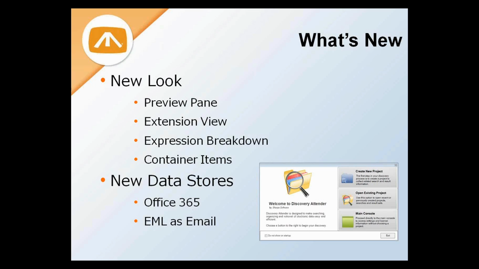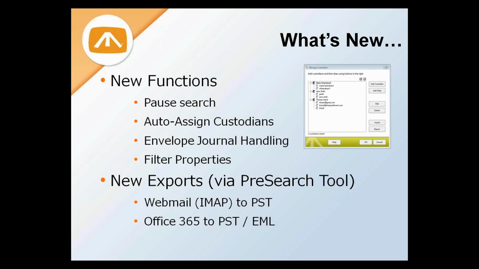Okay, so let's talk a little bit about what's new in Discovery Attender. These new features revolve around several areas. The first change you're going to notice is that we rebranded the product and refreshed the interface. Some other new looks include a preview pane, a welcome screen, and also another big addition is the searching of new data stores, including Office 365. And we'll talk more about that when we get into the discussion about the live portion of this demo. Okay, as I noted before, you can search EML files now as email, which means you can use specific send to receive date and address data as well as keywords.